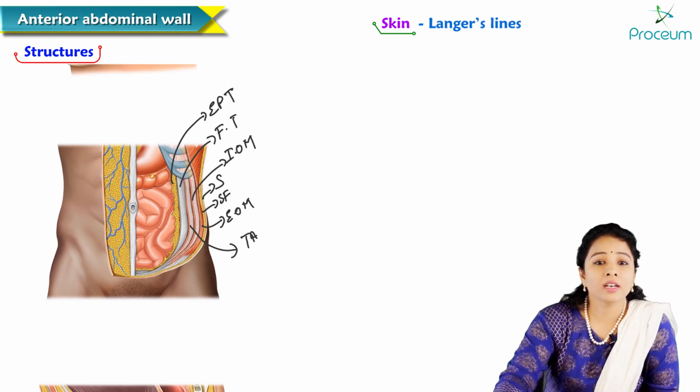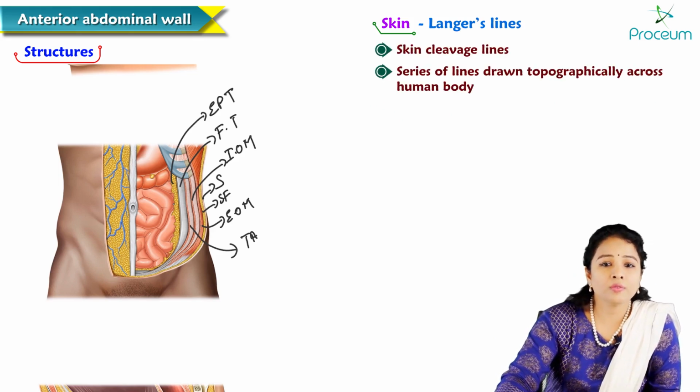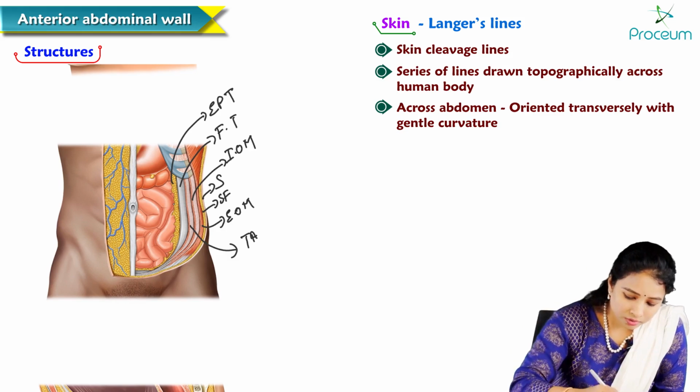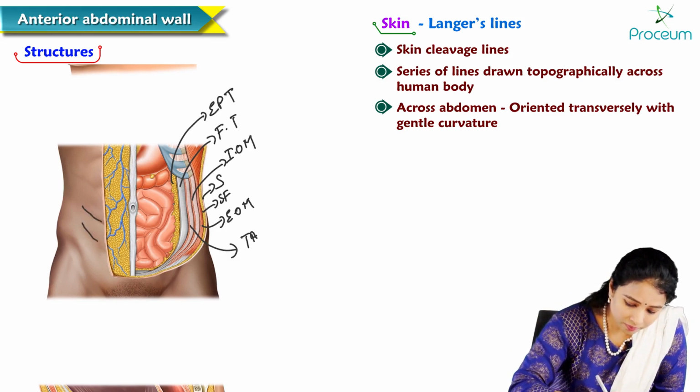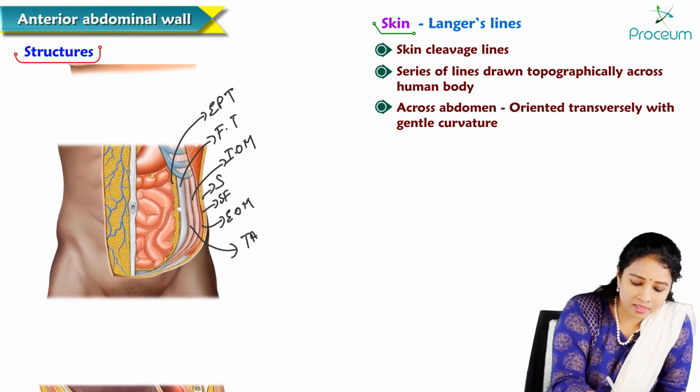Langer's lines, which are sometimes referred to as skin cleavage lines, are the series of lines drawn topographically across the human body. So across the abdomen, these Langer's lines are oriented in a predominantly transverse direction with a gentle curvature. So the lines you can see here, which are faintly seen, are the Langer's lines.